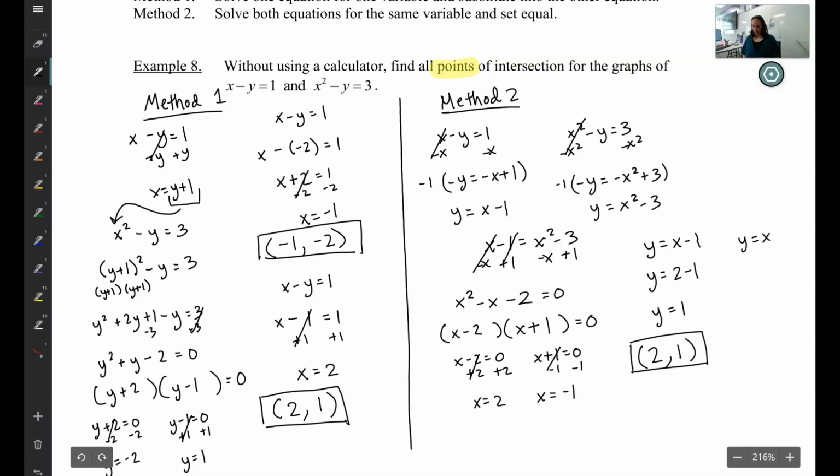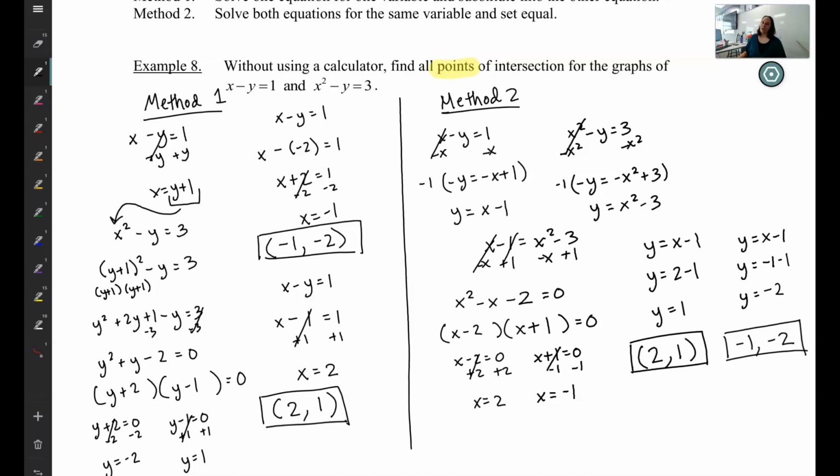Same equation, x minus 1, but plug in my second x value. There's a negative 1. Oh, I totally messed that up, guys. Let me fix that. Plug in my x value, negative 1 minus 1. Okay, negative 1 minus 1. There we go. So that equals negative 2. So our x value is negative 1, y was negative 2. And you'll notice for either method, we've got the same coordinate points. And that's how you solve for points of intersection when you can't use a calculator.